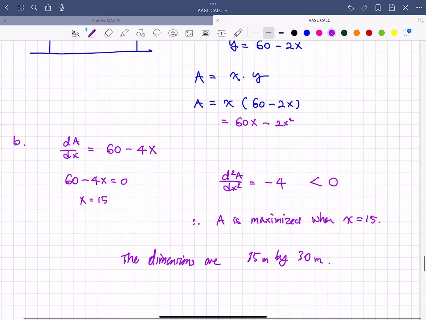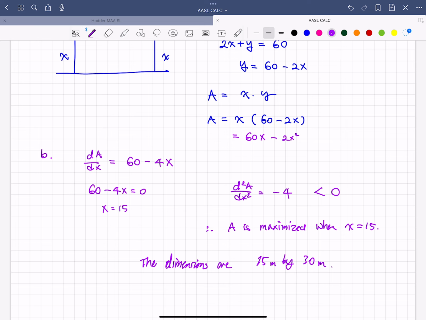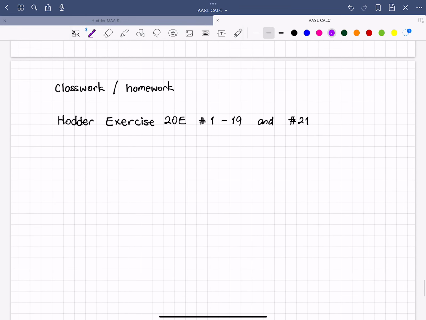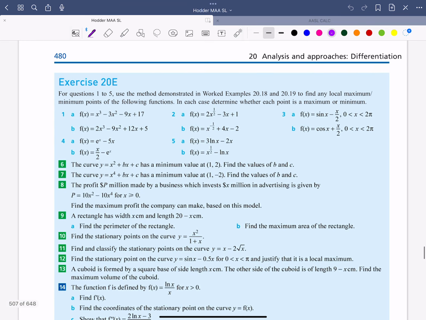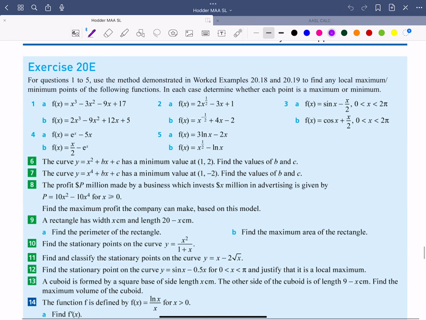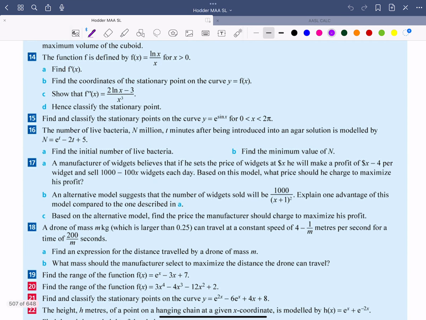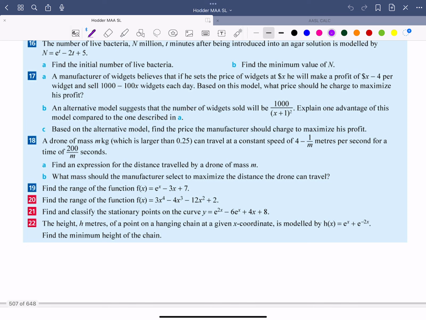Cool, and that's it. So that's what today's lesson is. For the rest of this class and for homework, you can do exercise 20E, number 1 through 19, and number 21. It looks like this. So there's quite a bit. When you come down here, those are all the green and blue questions as well. And then number 21: the derivative is going to be a quadratic involving e to the x. So that's my hint. Okay, good luck.